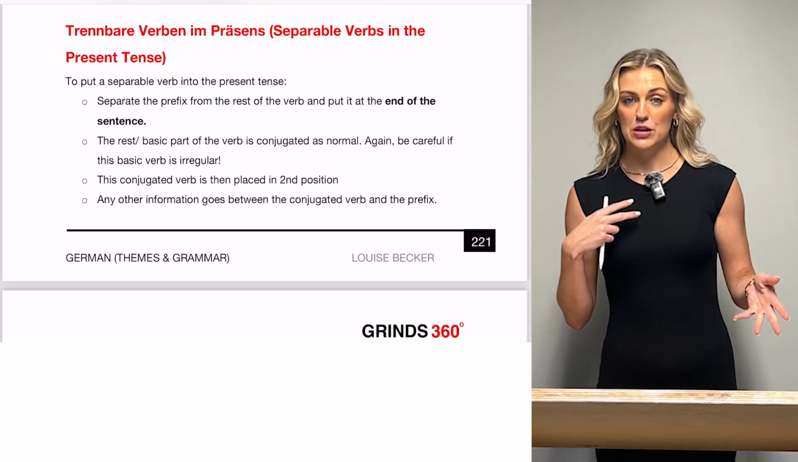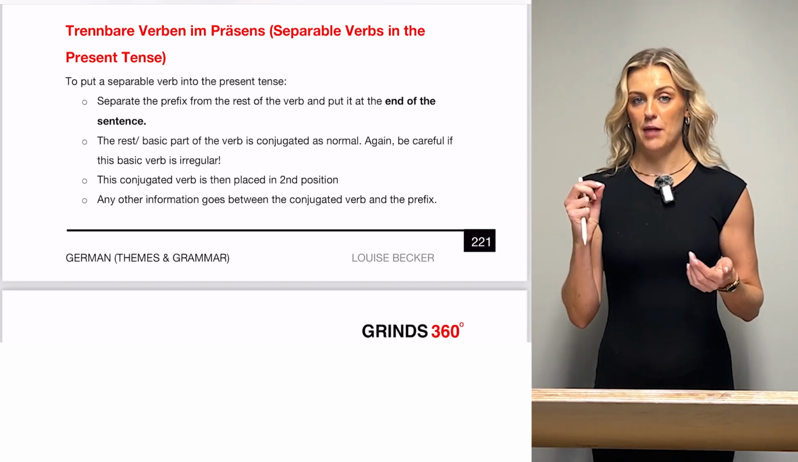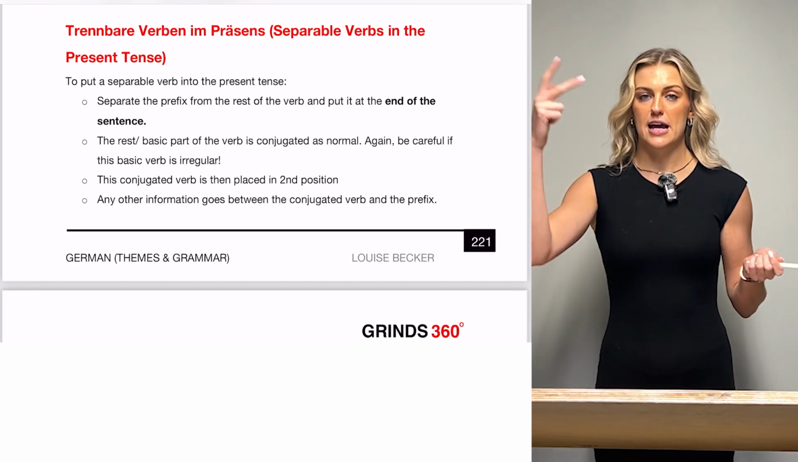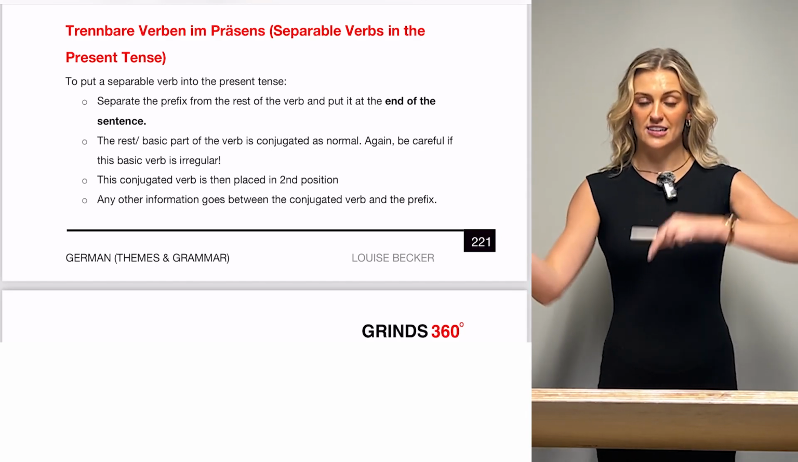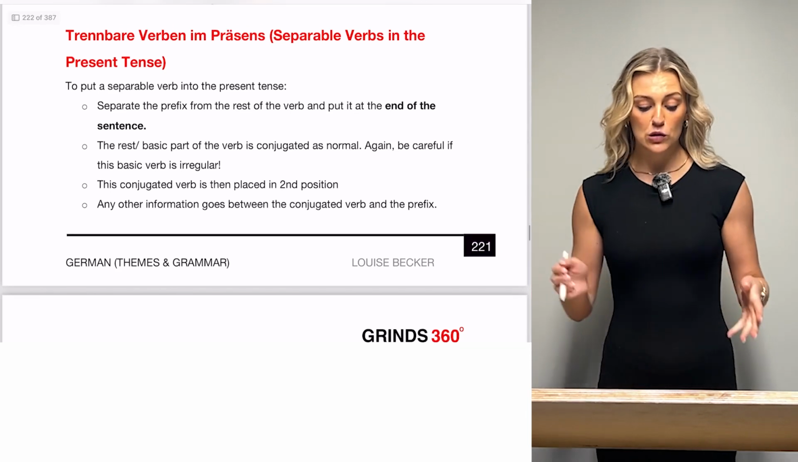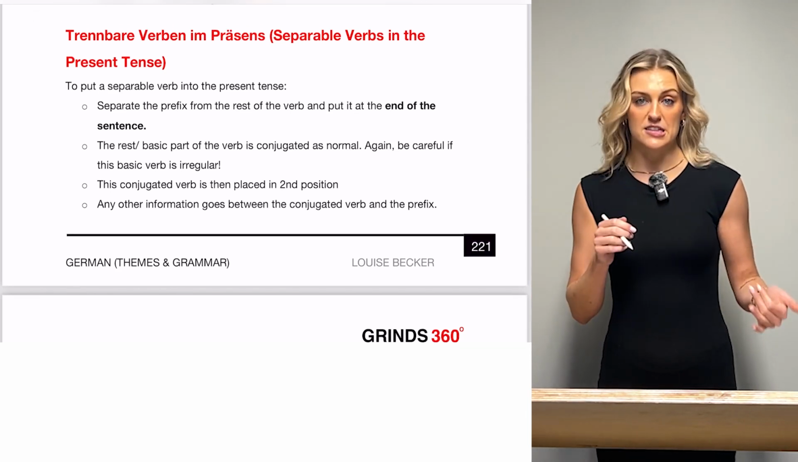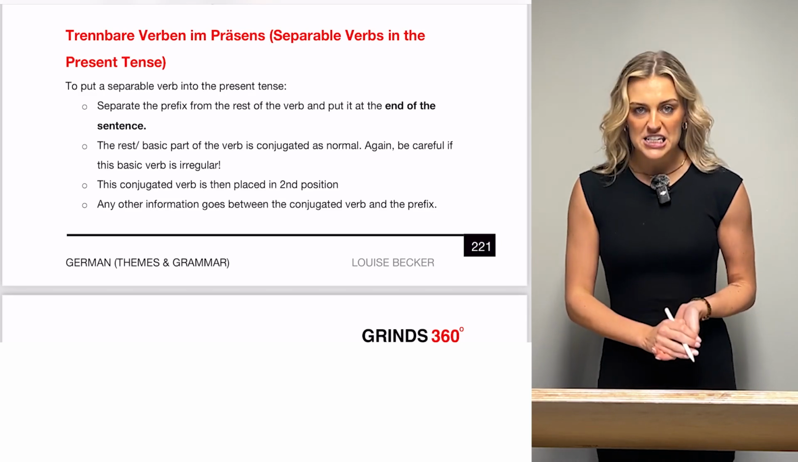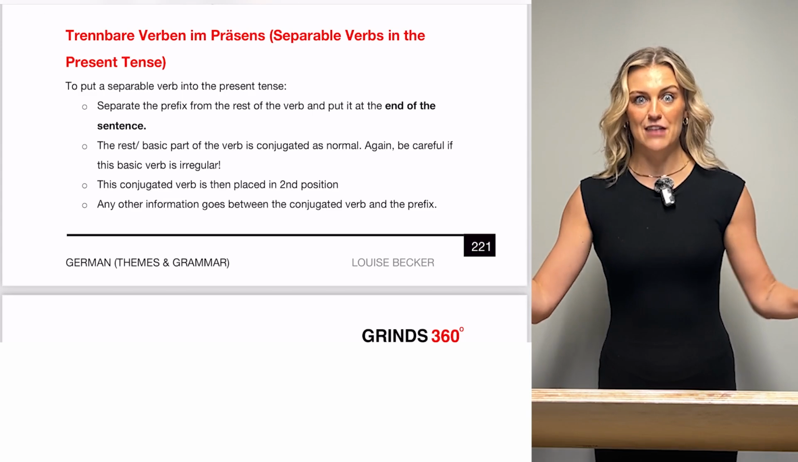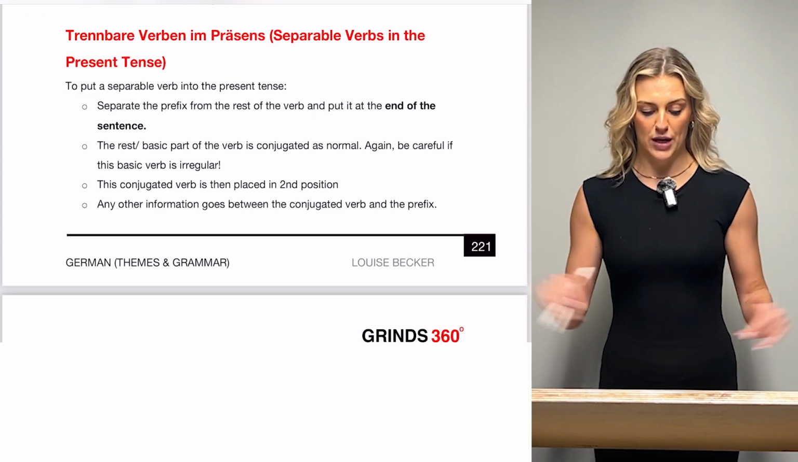Or the easiest thing we could maybe do is there's 8 inseparable prefixes, so if we learn off them, if it has the prefix be, ent, ge, miss, ver, zer, it's inseparable. If it has any other prefix, it's separable, generally, okay? So we looked at how to put inseparable verbs into the present tense. Last thing that we need to look at is separable verbs in the present tense. And then we're finished. That's everything you need to know with the present tense, okay?